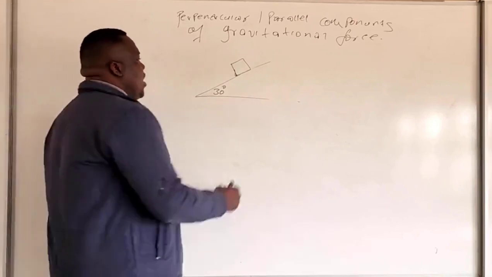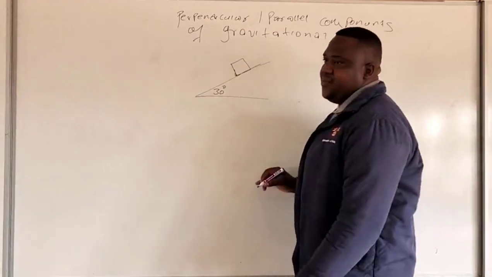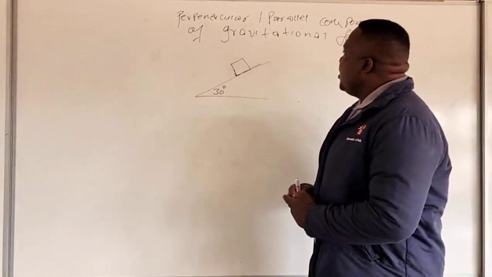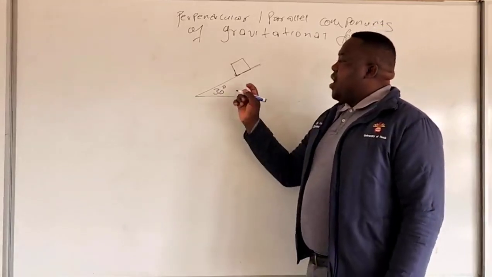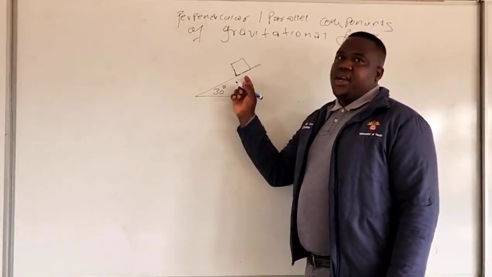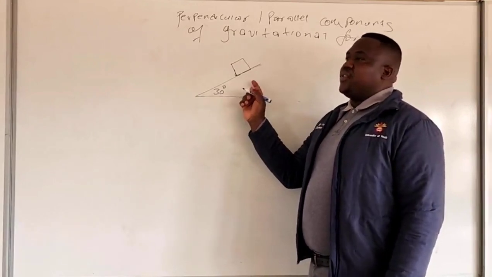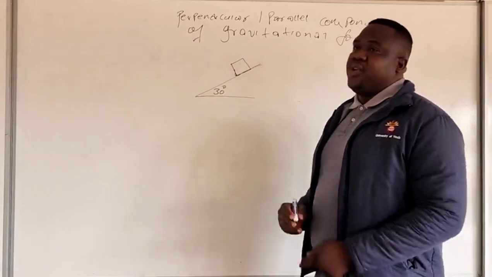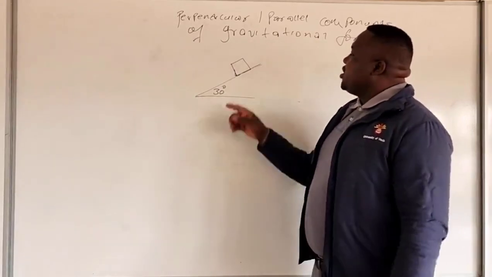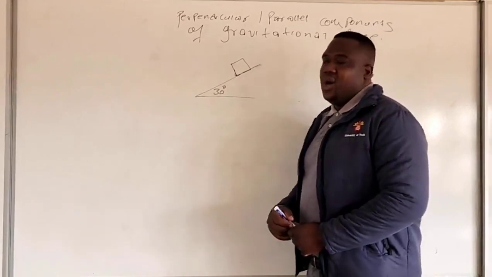Okay, here's the box. This box is moving down the incline. So I want to draw a free body diagram indicating all forces acting on this box. The box is moving on its own. There's no force that is being applied. It is moving on its own.